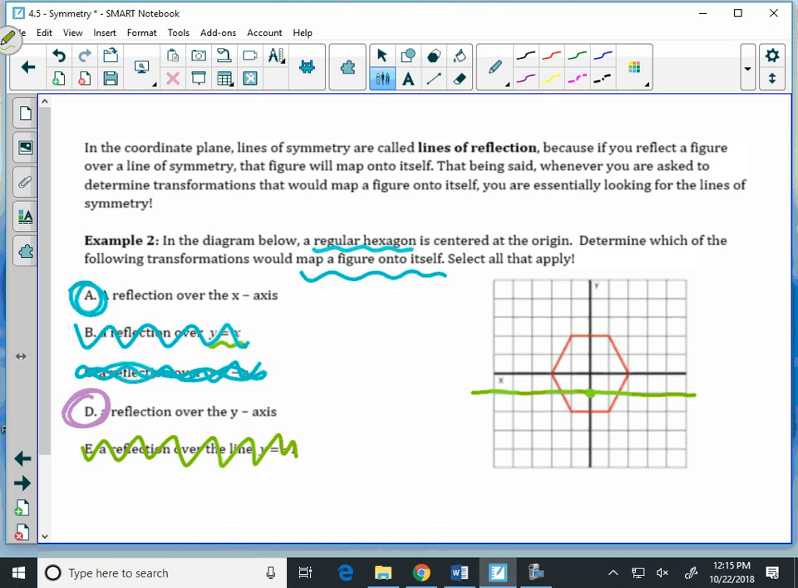Okay? Even just do one. I'm going to try this one. 1, 2, 3. 1, 2. No, it landed down there. Did not map onto itself. The corner did not map onto a corner. So those are the only two lines of symmetry, or lines of reflection. If we were to flip that figure over those lines, it will map up onto itself. It would stay the same. Questions over that?